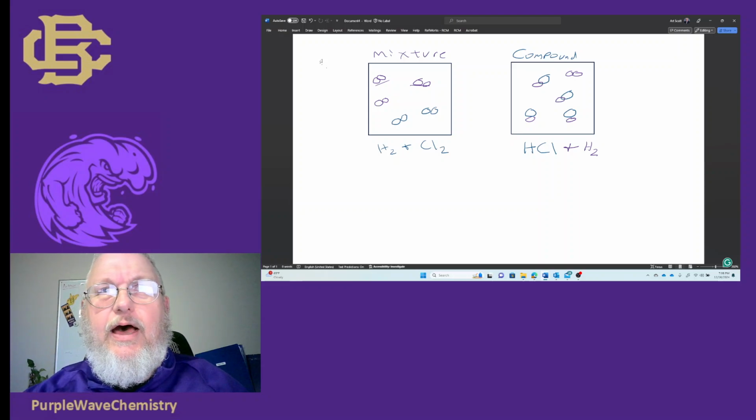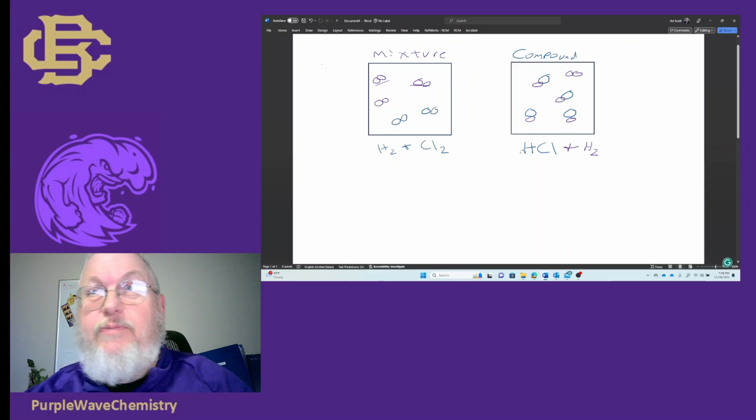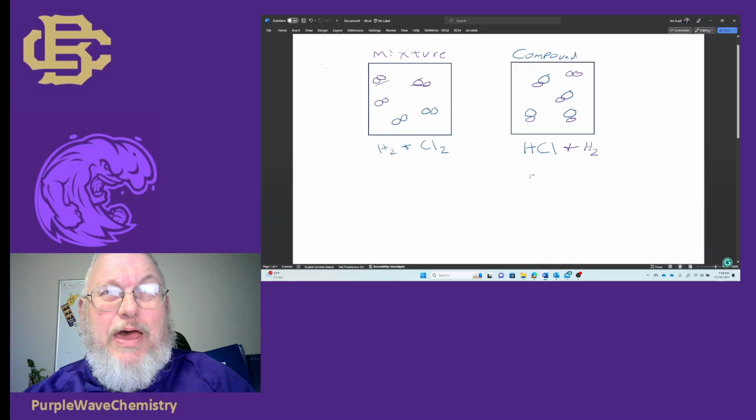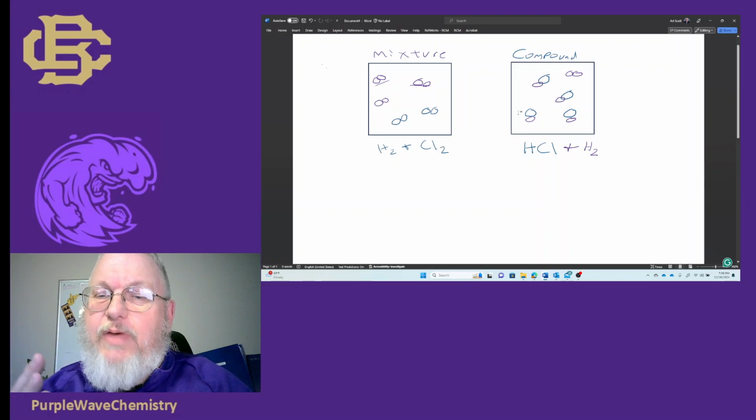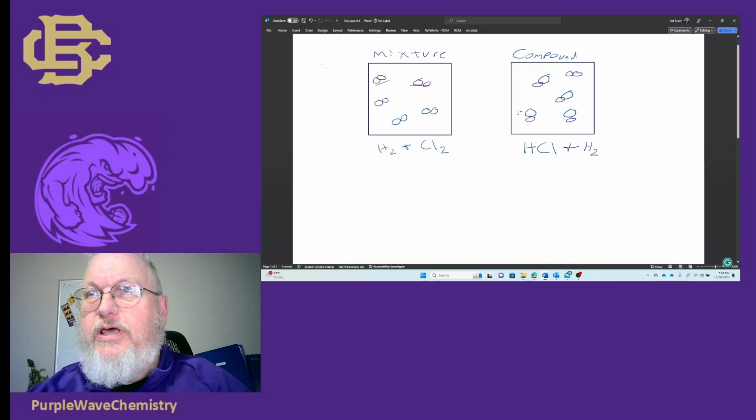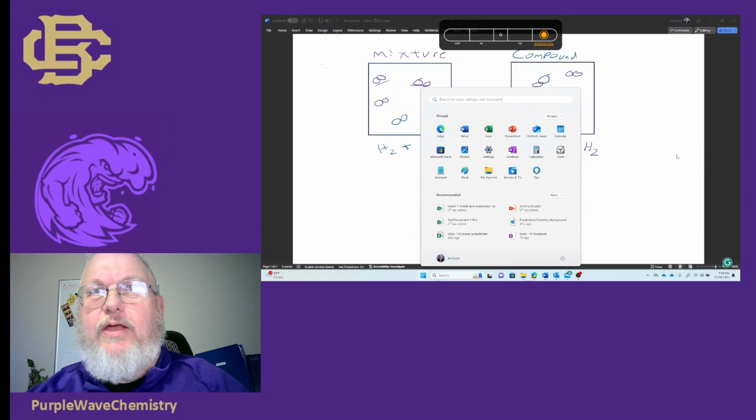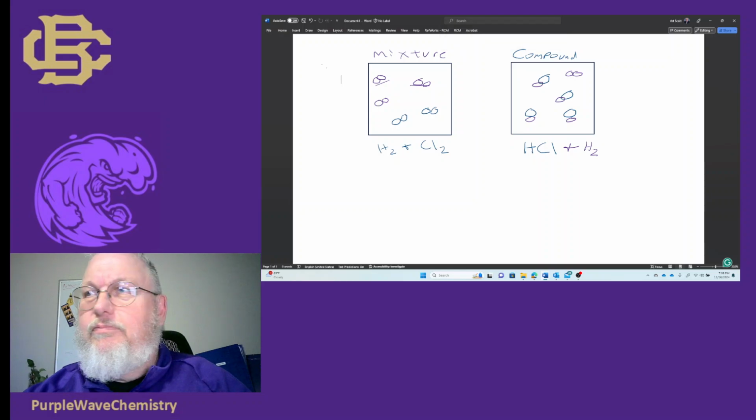So anyway, there's mixtures and compounds. That's really about it. A compound is made up of fixed ratios. And we've talked about that and showed that. Oops, sorry. My wrist got in the way.